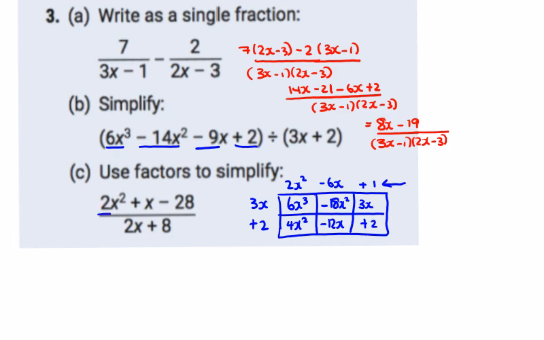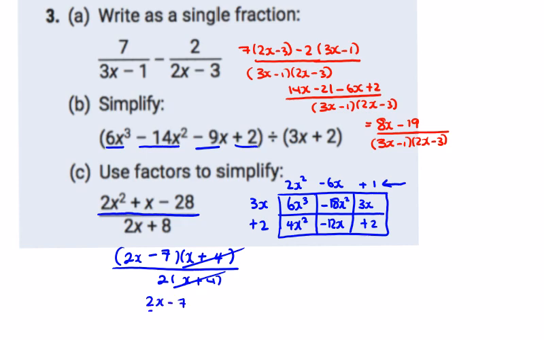And then this one, using factors to simplify, the top has to be 2x times x. 28 is normally 7 by 4, and you can see here you can get 7 and 8. We want plus 1, so plus 8 minus 7. And the bottom is 2 times x plus 4. So the x plus 4 cancels, leaving us with 2x minus 7 over 2.